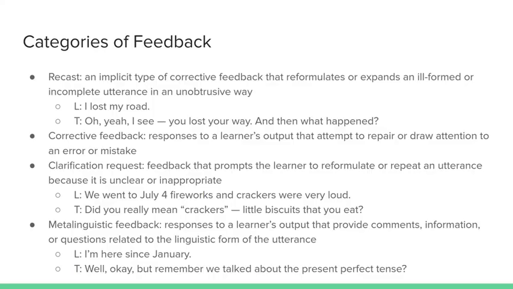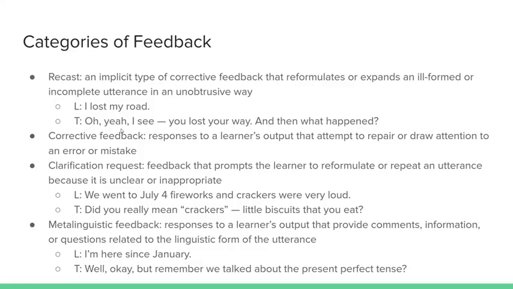So now we are going to talk about different types of feedback and also the responses to feedback. So for the next 2 slides, I believe, we talk about different types of feedback. First one is called recast. So try to imagine what kind of feedback you received the most or which one worked for you. Recast is an implicit type of corrective feedback that formulates or expands on ill-formed or incomplete utterances.